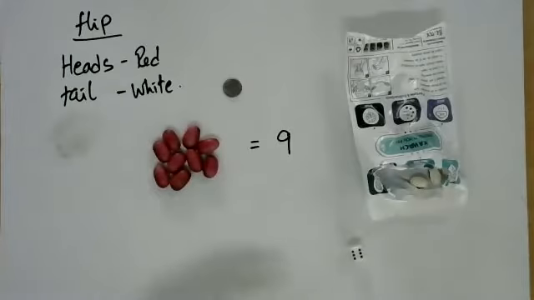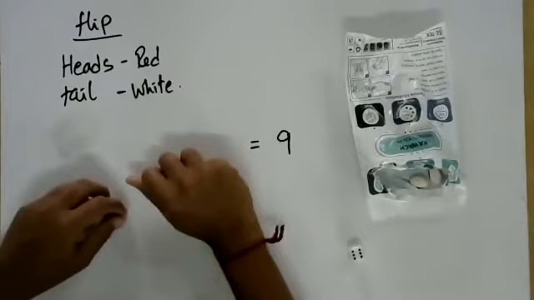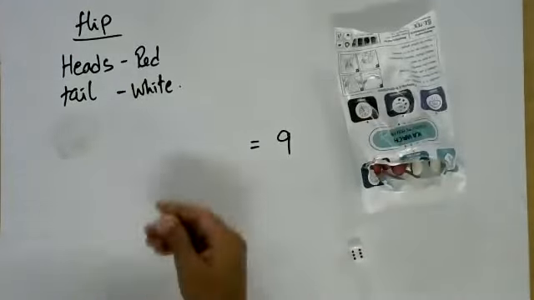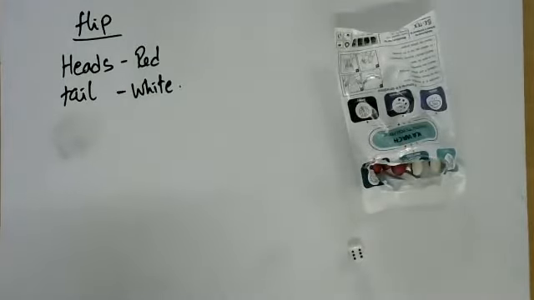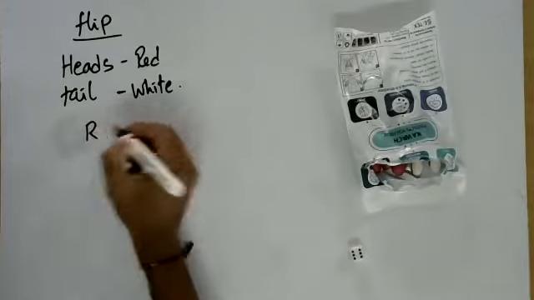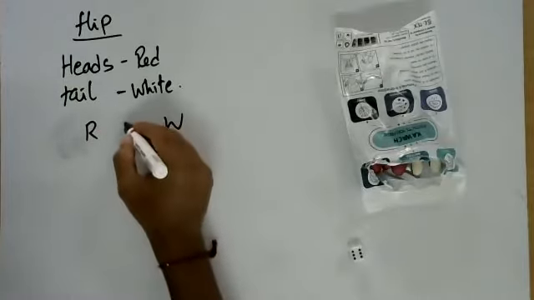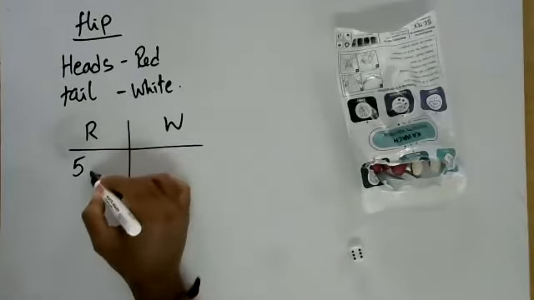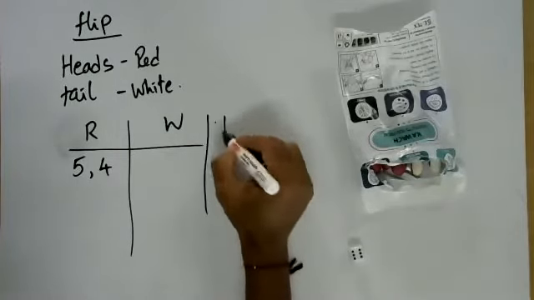I would like to give you another example in which there is a combination of red beans and white beans. So I'm going to do this again. Let's get rid of this. Red, white. So in the first case, I got 5 and 4. Then I can do one total.